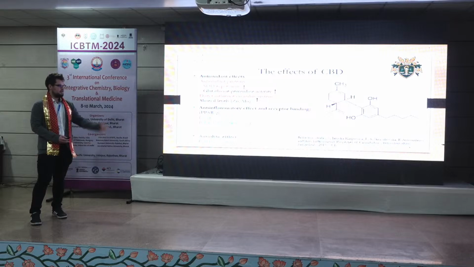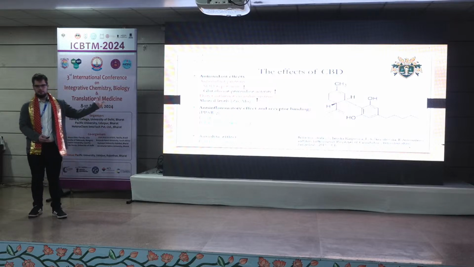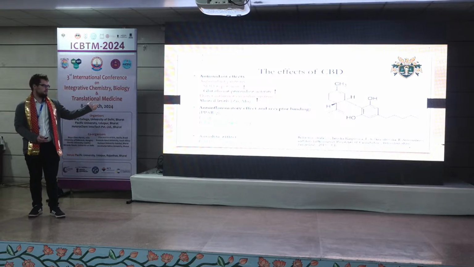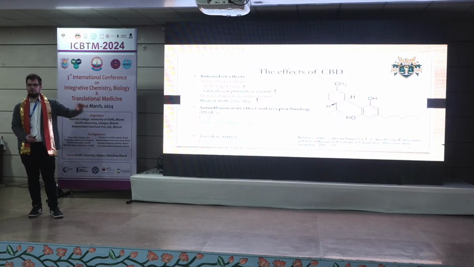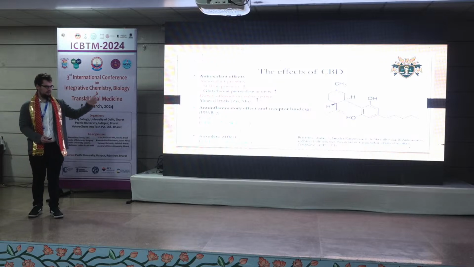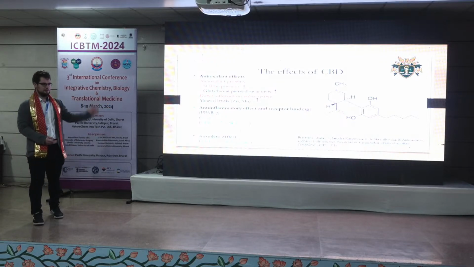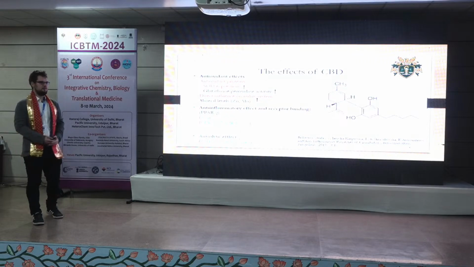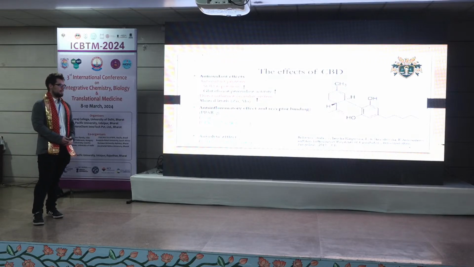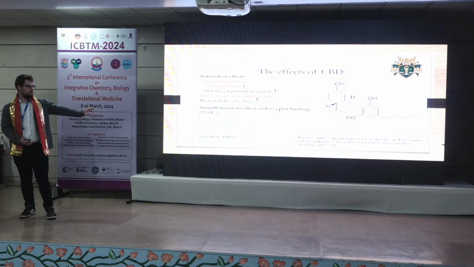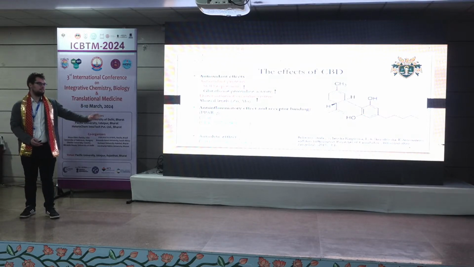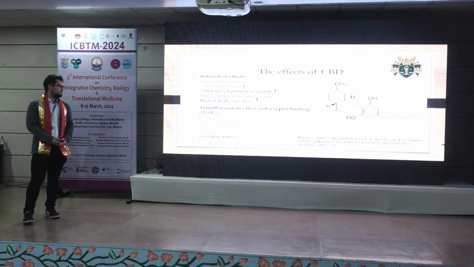It is proved that CBD is an agonist on PPAR gamma receptors, and there are several researches where they found that other PPAR gamma agonists, such as rosiglitazone and others, can be pretty helpful in Alzheimer's disease, but of course in connection with CBD far more investigation is needed.